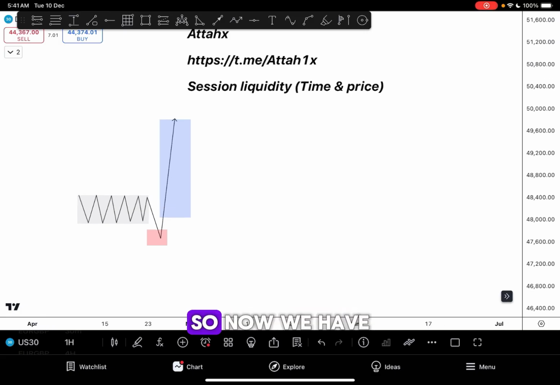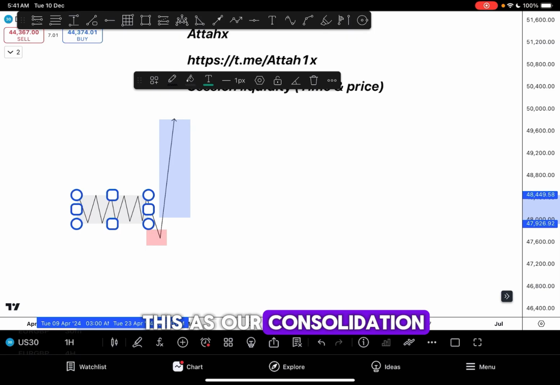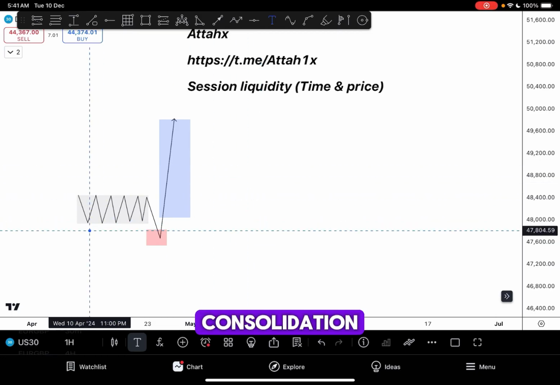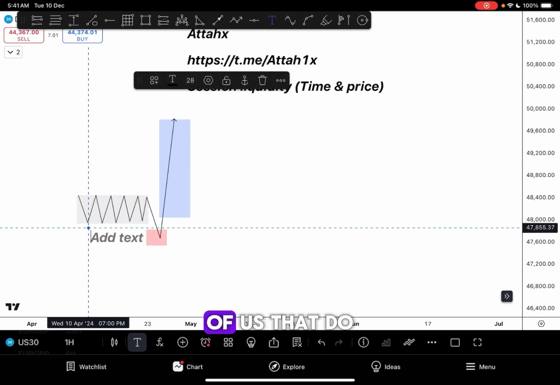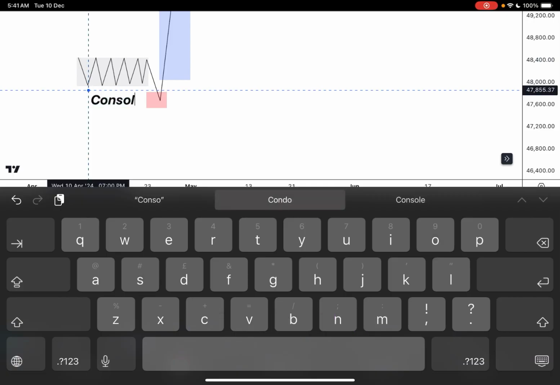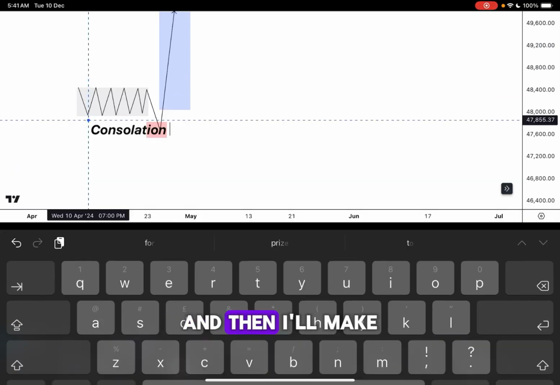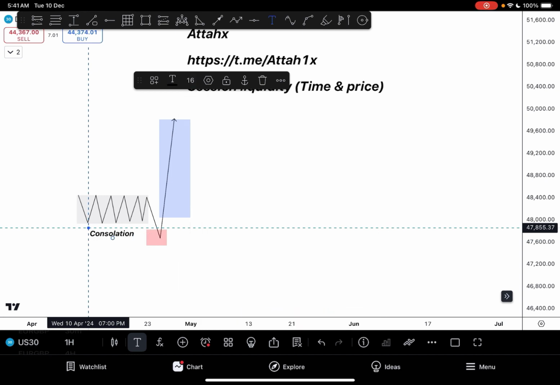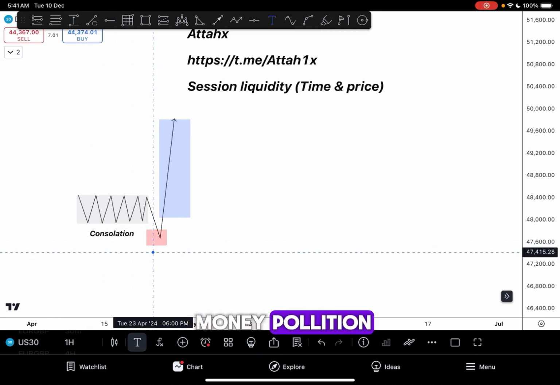That's just it. So now we have this as our consolidation. I don't know, I should label it. All right, let me just label it consolidation. For those of us that do not know what a consolidation is, and then I'll make it small. And then we have a manipulation.